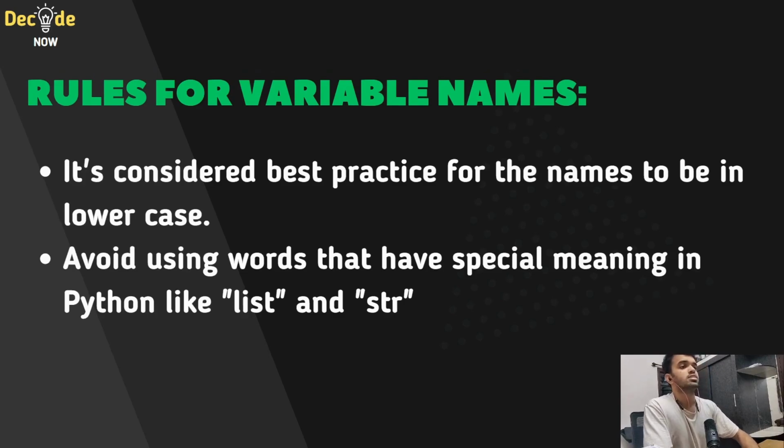There are a few more standards that we follow while naming our variables. It's considered best practice for the names to be in lowercase. We Python developers follow certain standards, so while naming variables, we always use lowercase letters. Avoid using words that have special meaning in Python, like list and str. All these keywords, list, str, or int, have special meaning in Python, so try to avoid using those keywords as variable names.